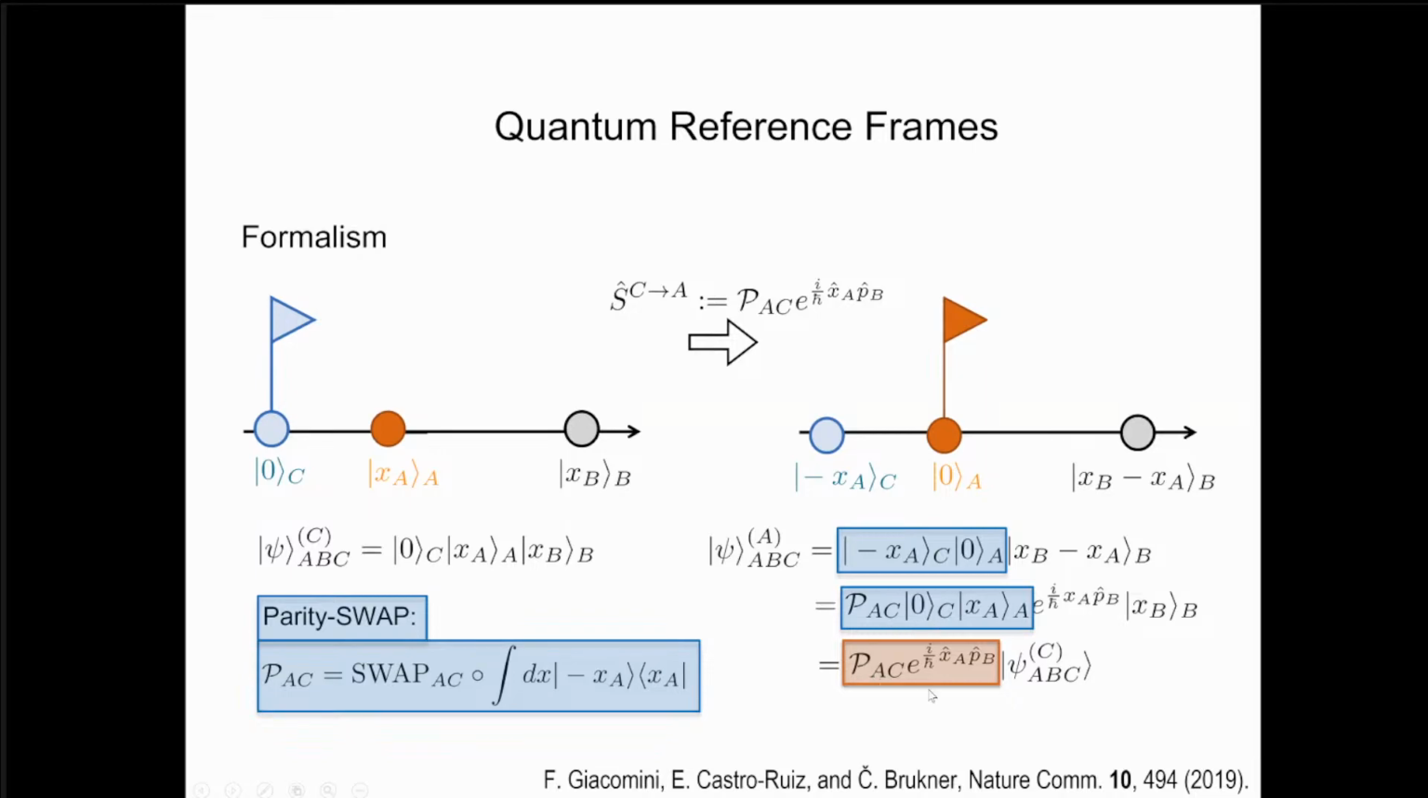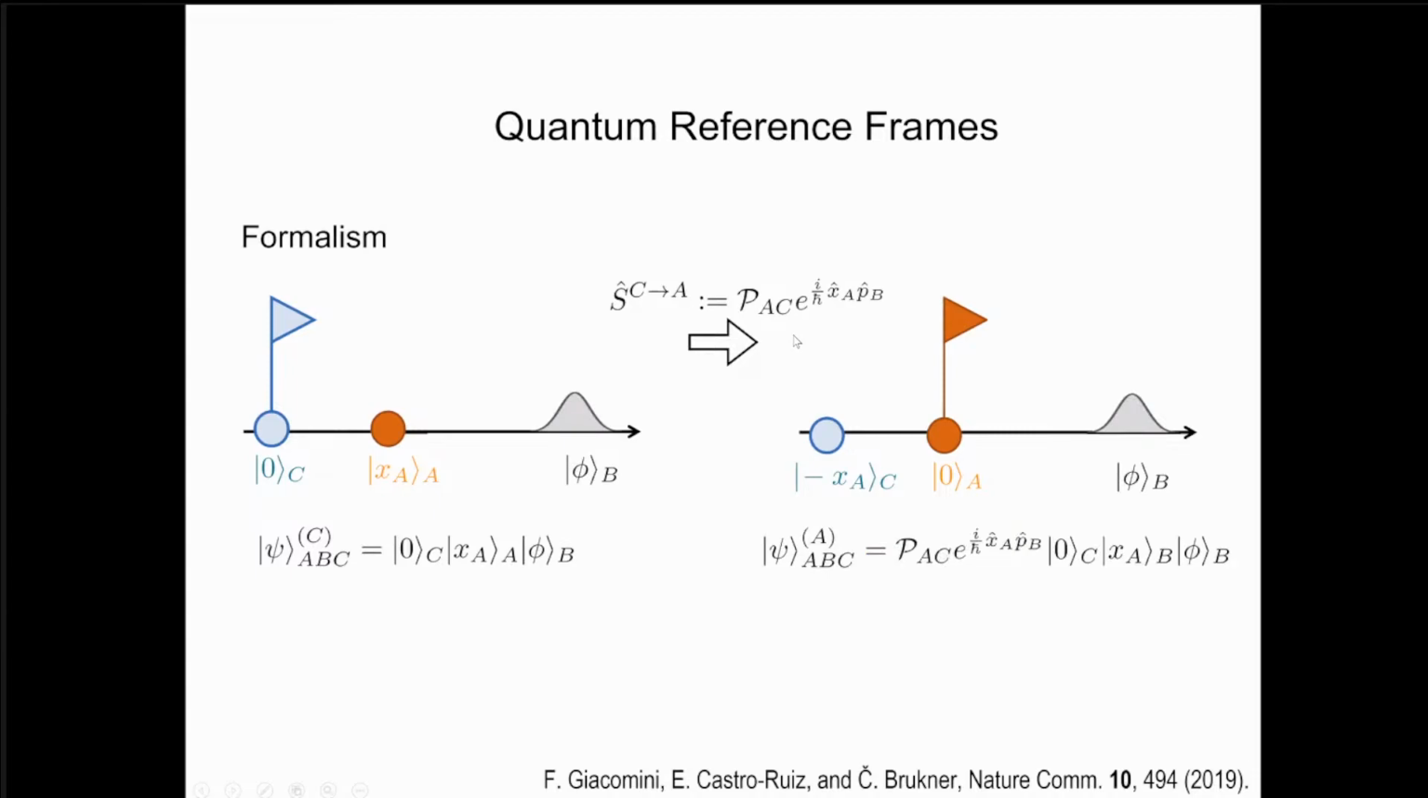This combined operation is a composition of two unitaries, one being a conditional shift. You see that here at x_A, I don't have a parameter anymore when I want to shift B; I first look where A is, and conditional on where A is, I shift B. The second part just exchanges the roles of A and C, taking into account the mirror symmetry from x_A to minus x_A. So that is, after all, the unitary transformation that takes the C perspective into the A perspective. Now, how can we apply this? Let's apply it to some examples.